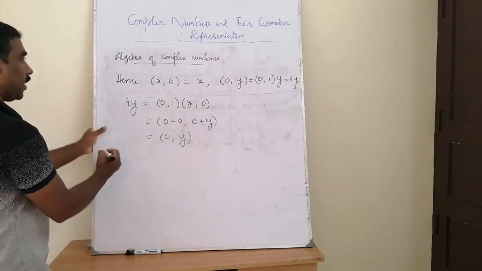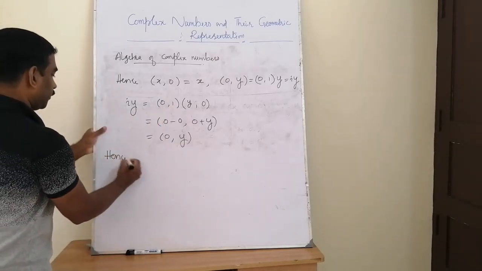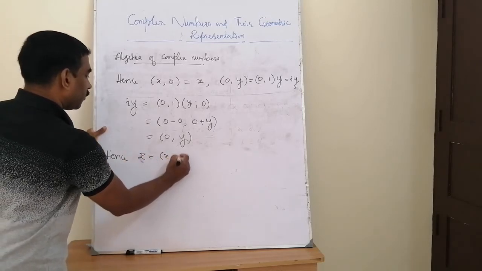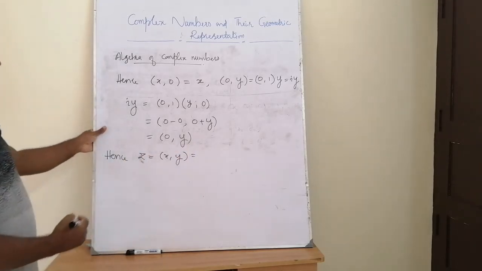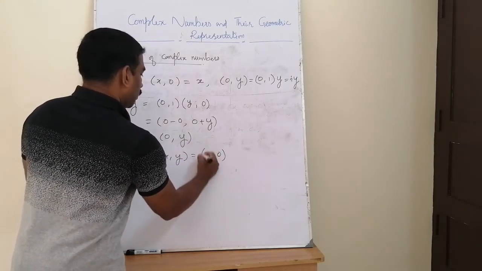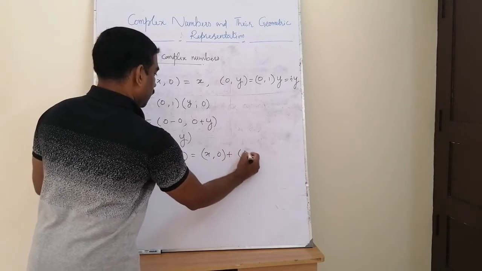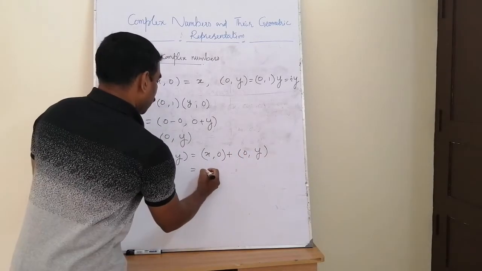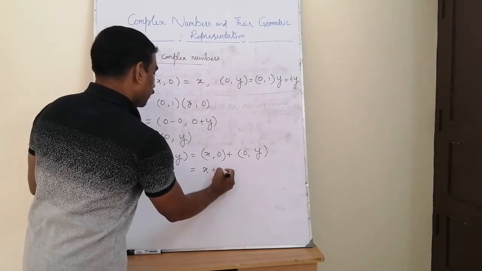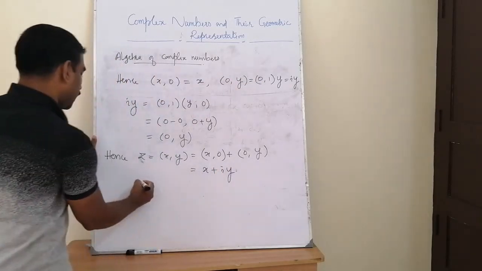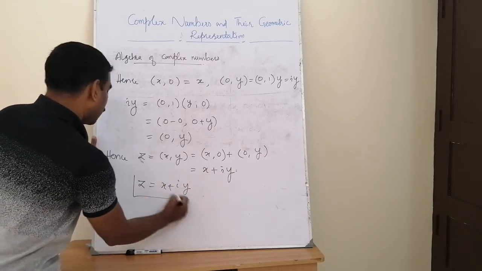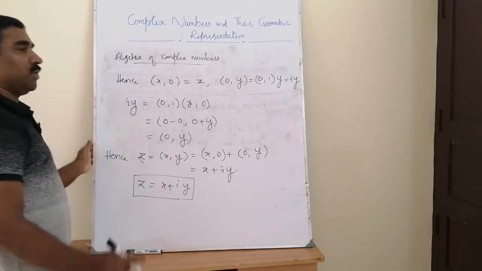Hence we can write the complex number z equal to (x, y) equal to (x, 0) plus (0, y). That is equal to x plus, instead of (0, y), we can write it as iy. That is, z is equal to x plus iy. So this will be our standard notation for a complex number.